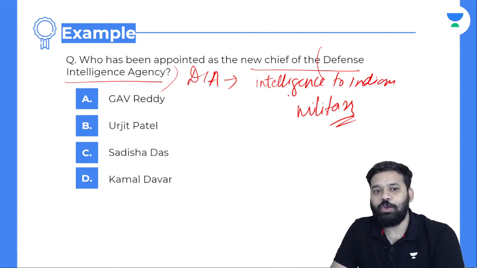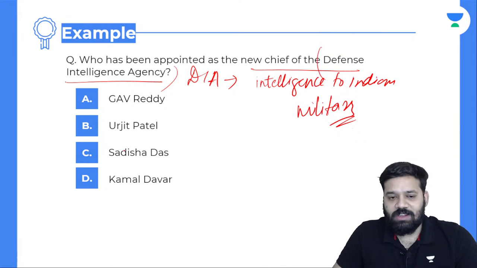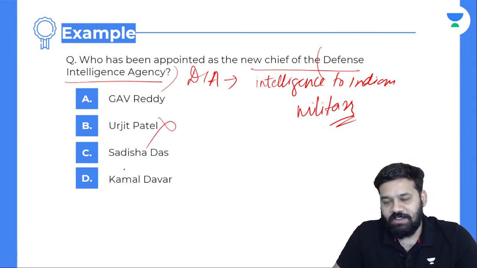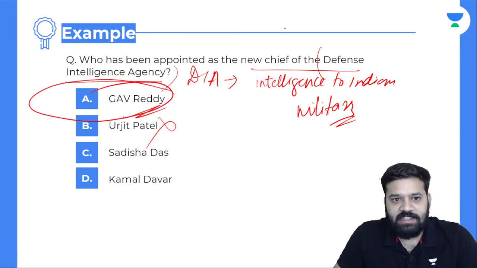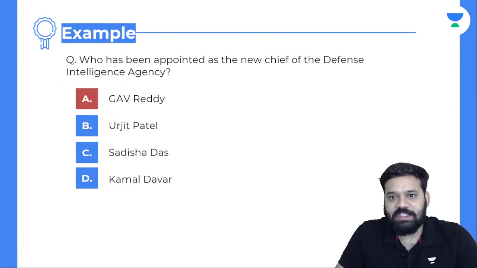Is it GAV Reddy, Urjit Patel, Sadisha Das, or Kamal Dawar? Definitely, Urjit Patel has no role in defense. Correct. Urjit Patel is ruled out. New chief of Defense Intelligence Agency. Who is it? Year of Tiger, which represents strength. Yes, correct, Himanshi. The right answer here is GAV Reddy. GAV Reddy is the new chief of Defense Intelligence Agency.